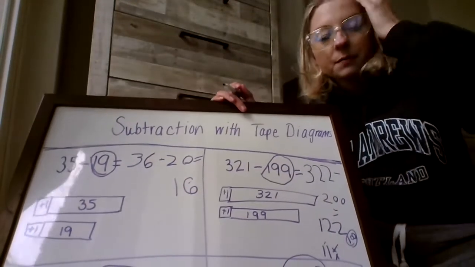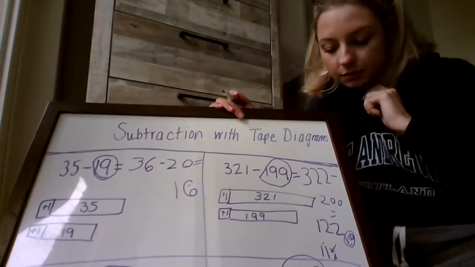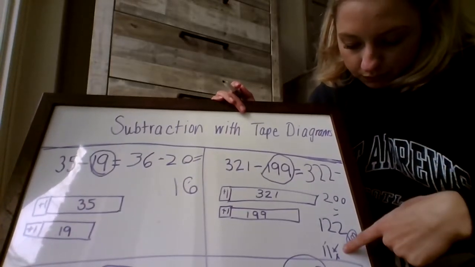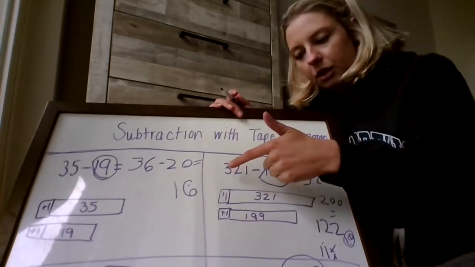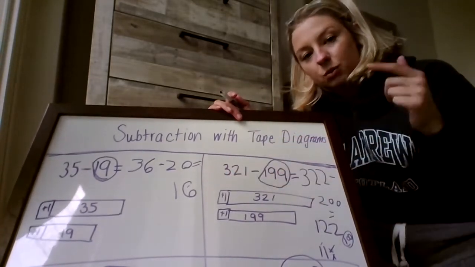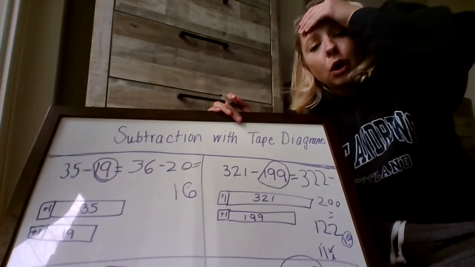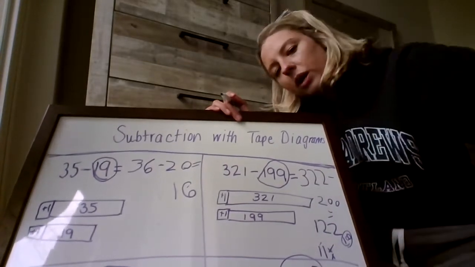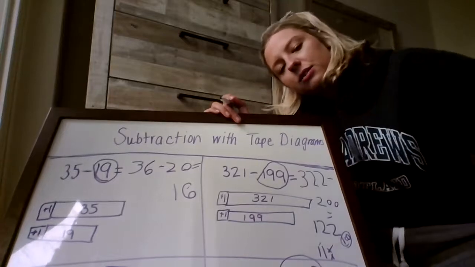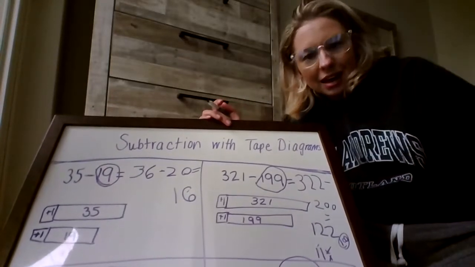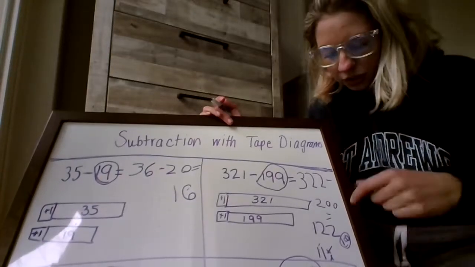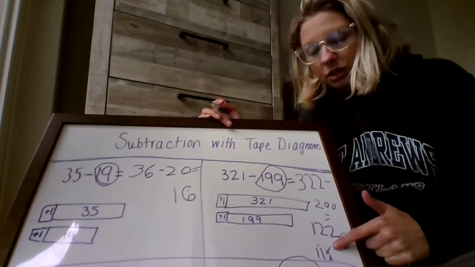Would you guys agree? Because 322 minus 200, this answer is so much easier figuring out than 321 minus 199. That would be so hard to figure out. We would have to get rid of 100. We would have to get rid of 9 tens. We would have to get rid of 9 ones. So much more work. And we don't want to do that. We want to make it easier. So the answer is 122.